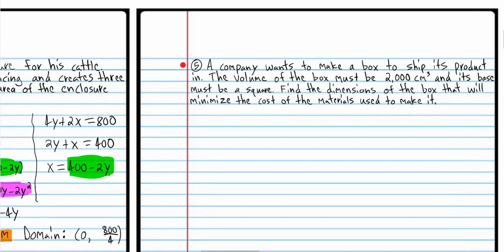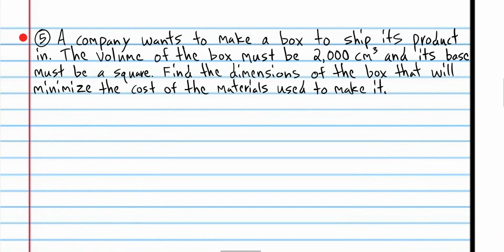Okay, so let's try another problem. This is a slightly different type of problem. A company wants to make a box to ship its product in. The volume of the box must be 2,000 cubic centimeters, and its base must be a square. Find the dimensions of the box that will minimize the cost of the materials used to make it. So notice now we are minimizing, we're not maximizing. The function is going to look something like this.